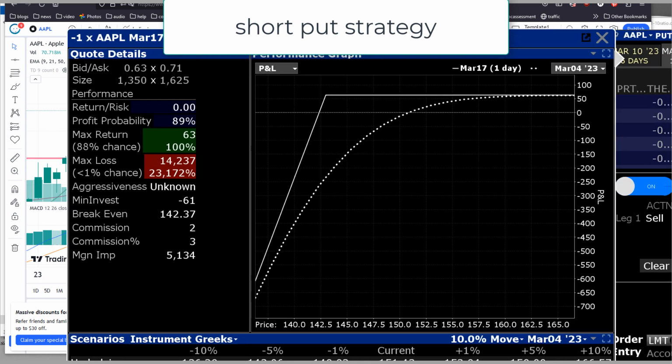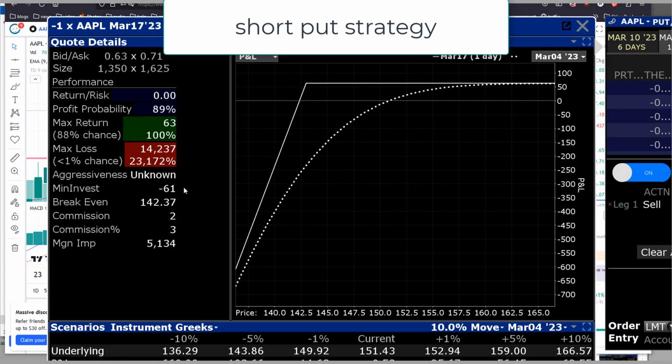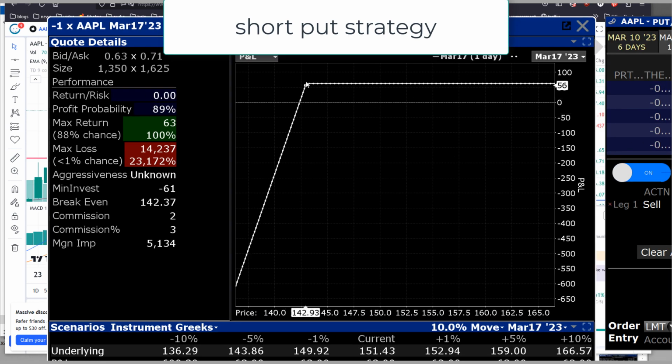And looking at the profile, this is what a naked put would look like. As long as Apple remains above 143, which is the strike, then I make the maximum profit, which is $63. I will start to lose my credit if Apple expires below 143, and my break even is 142.37. So as long as Apple stays above my break even, then this trade would be profitable.